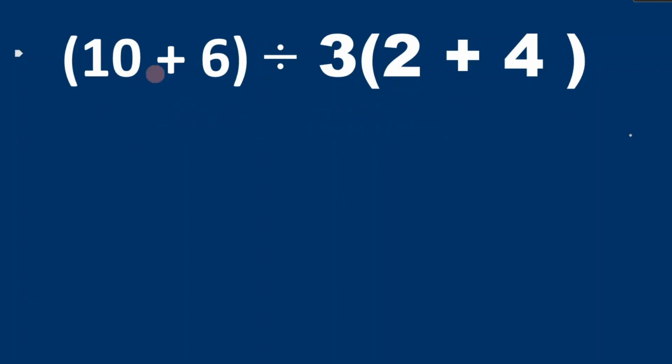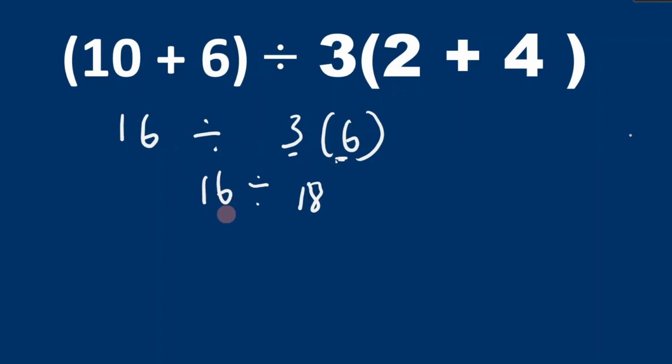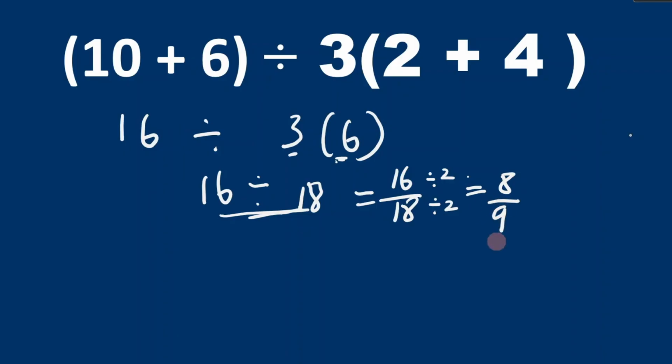They quickly added 10 to 6 and got 16 divided by, and they also added 2 plus 4 to give them 6. Now they multiplied 6 with this 3 and got 18. So they now have 16 divided by 18. They reduced it to its lowest term by dividing both the numerator and the denominator by 2, and they got 8 over 9. And this is a wrong and incorrect answer.